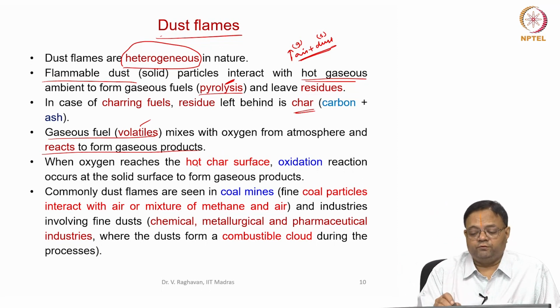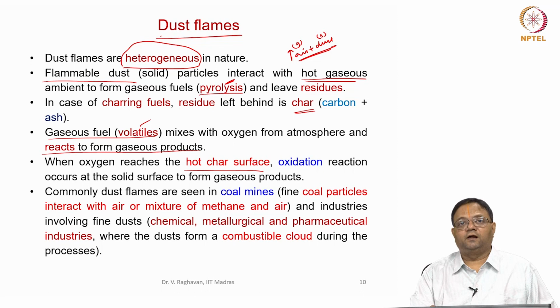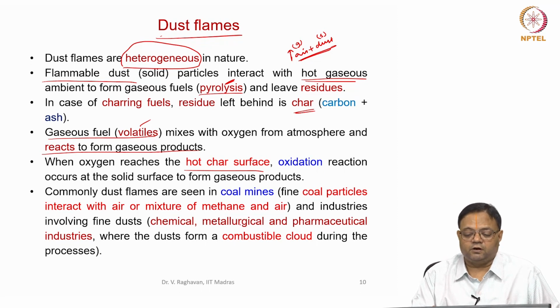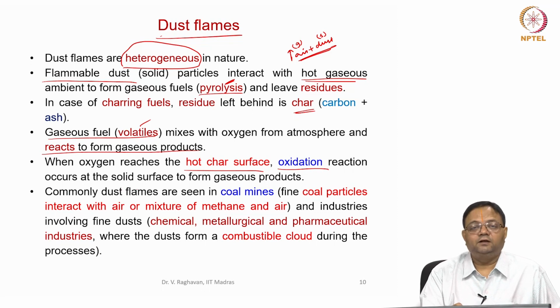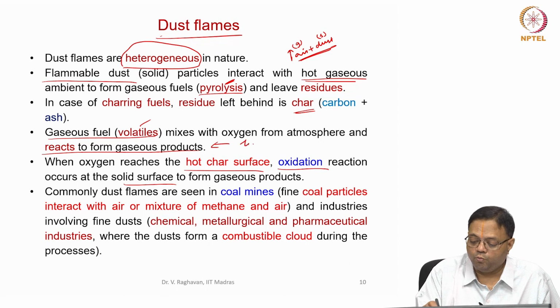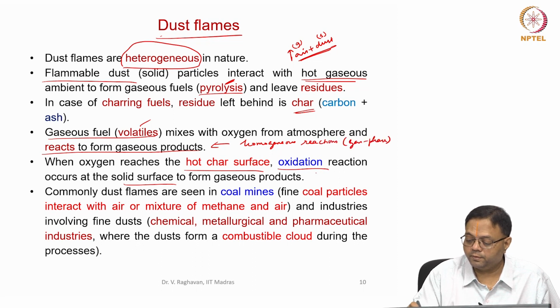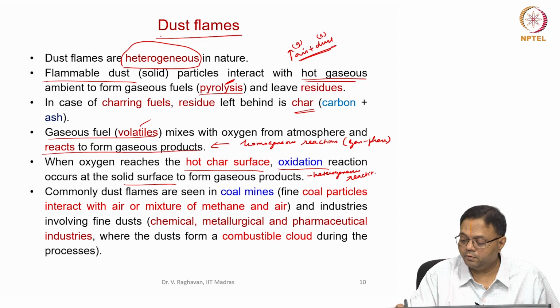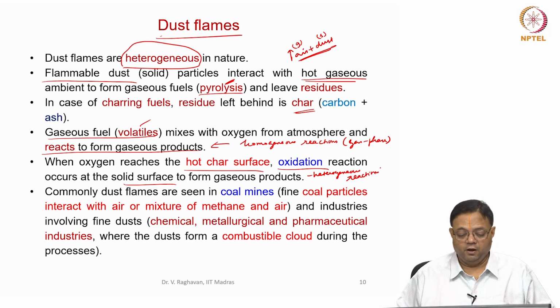Then if it is a charring fuel, as I told you, the char gets heated up, and if oxygen comes to the char surface, then an oxidation reaction at the solid surface occurs. So that is the heterogeneous reaction. So this is homogeneous. Surface.